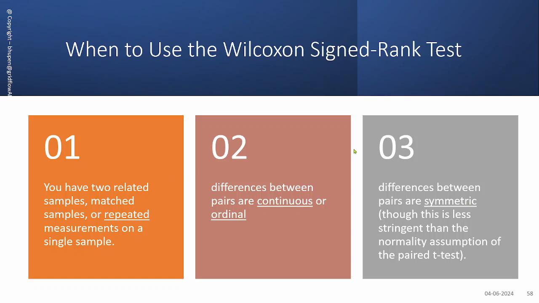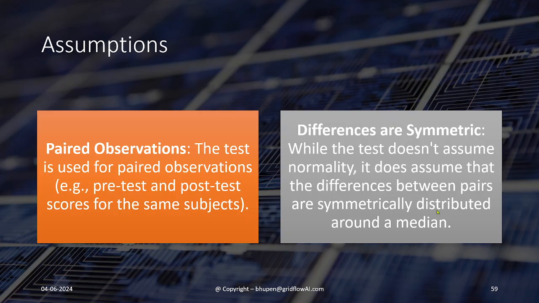All right, so this is when we apply this. And also when the condition of normality is missing in the data, that's when we use the Wilcoxon signed rank test. So the assumptions are: it should be paired observations, and the differences are symmetric.